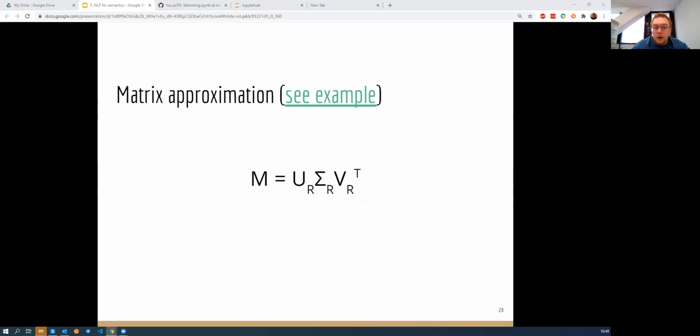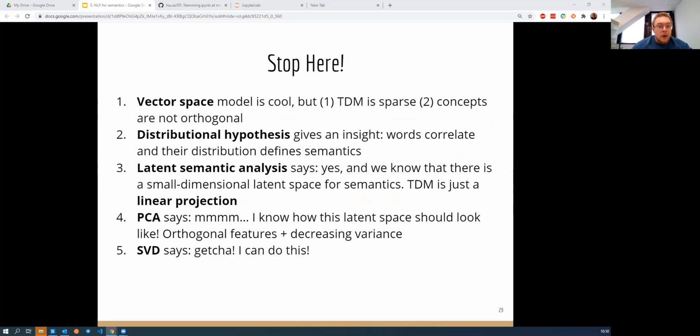This is how you can do it. There is a code example; I wrote the explanation of how SVD works in terms of reducing the dimensionality. And let's sum up. We are almost at the end of the second hour.